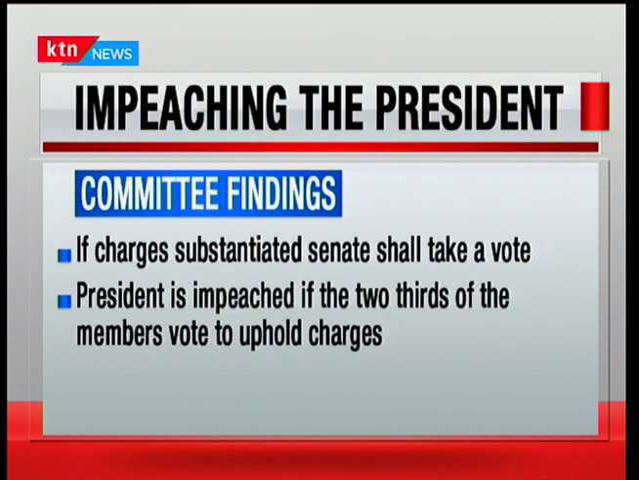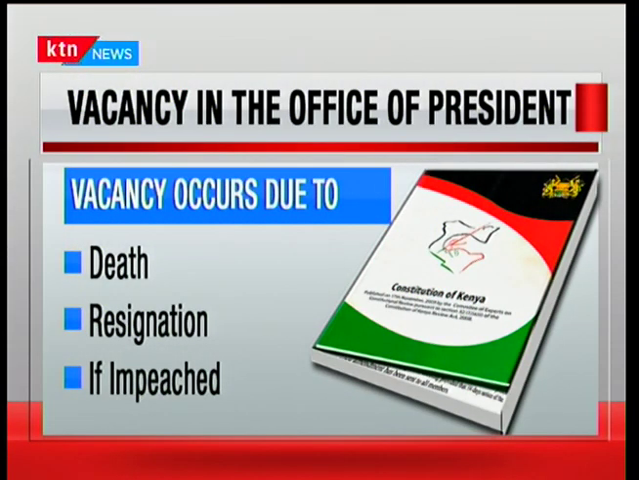Remember, in this particular parliament, 2/3 means that we need about 233 members of parliament to actually vote to uphold a motion that will, of course, in turn see the impeachment if those allegations that have been made against the president are substantiated. And then, of course, now you have the vacancy in the office of the president, and then you have the scenarios.